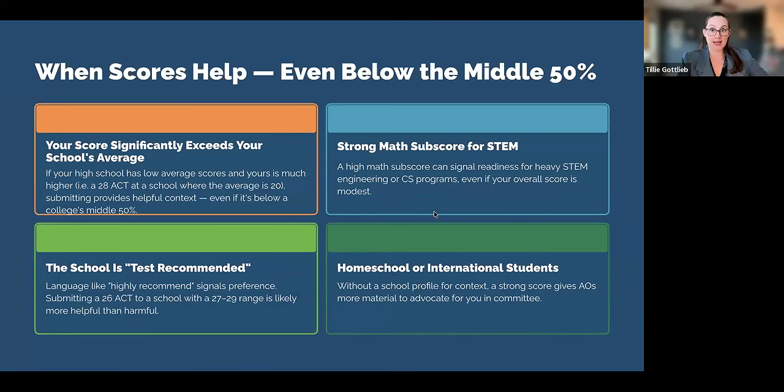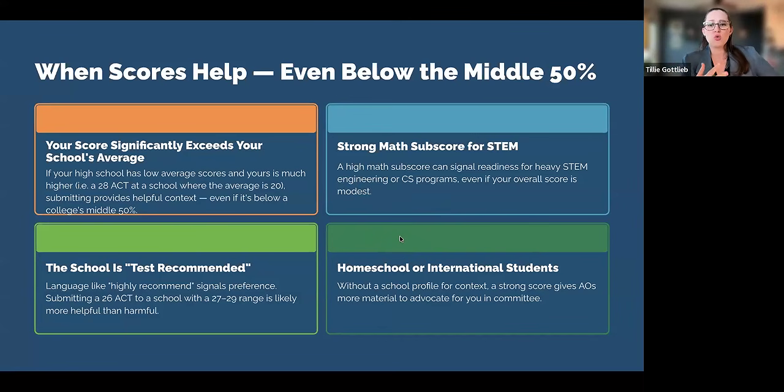If the school has language like we were seeing at Michigan, right? Or they're saying it's highly recommended. Vanderbilt is like that. It signals a preference. It's saying we would really like to see it. So even if you're at a 26 and the range is 27 to 29, it's probably more helpful than harmful. And you can actually see on the common data set, like I was saying, the percentage of students that submitted testing. So you can actually see how many students are submitting it at any given school.